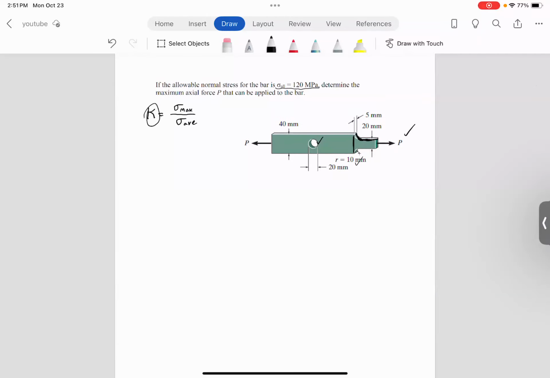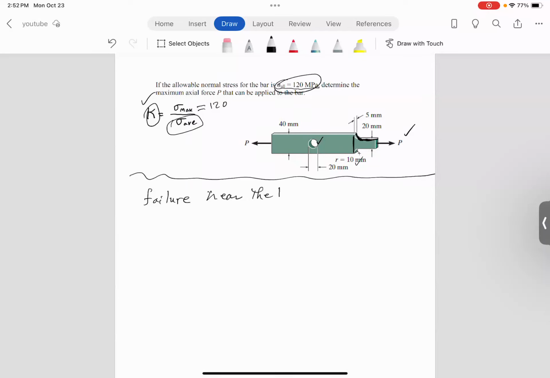So what we want to do is go ahead. By the way, our maximum stress is the 120 megapascal. So what we can do is, based on the stress concentration factor, once with respect to the hole and once with respect to the tapering, determine what the average stress is. Okay, so let's say the failure happens in the hole, failure near the hole, or as a result of the hole.